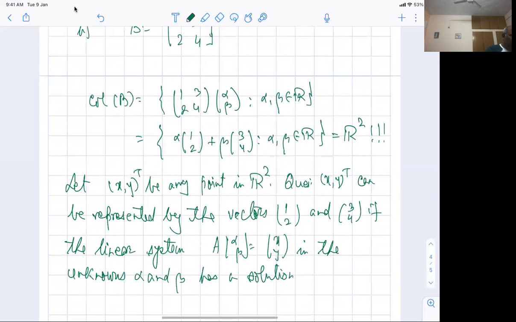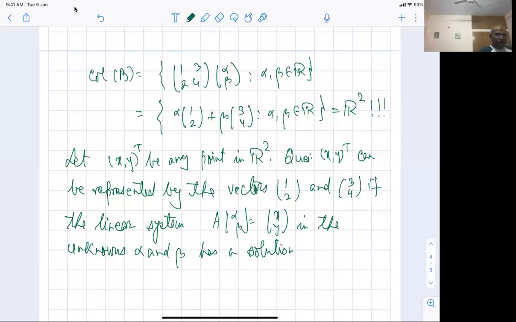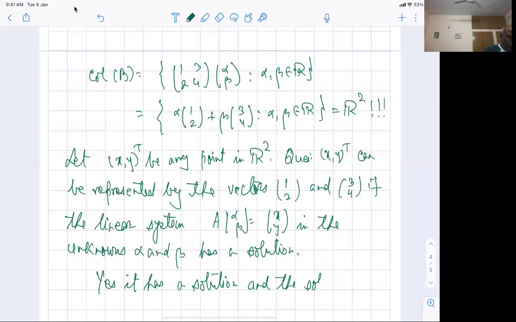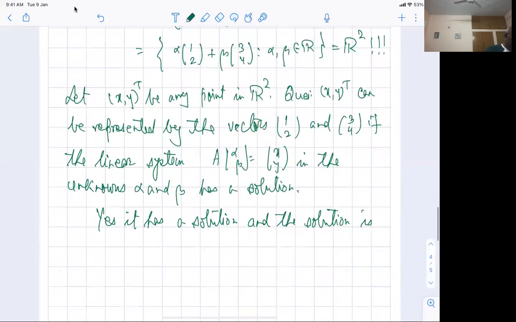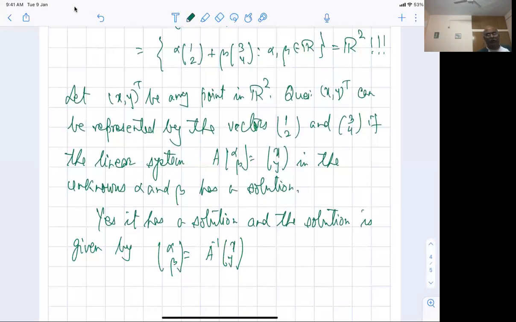All right, that's what we are asking. That question is: x, y transpose can be represented by the vectors 1, 2 and 3, 4 if the linear system in the unknowns alpha and beta has a solution. The answer is yes, it has a solution, and the solution is given by alpha, beta is equal to A inverse of x, y. So for example, if you give me x, y as 1, 2, then the answer is alpha is 1, beta is 0, and things like that. Try to solve it for yourself and verify for yourself.